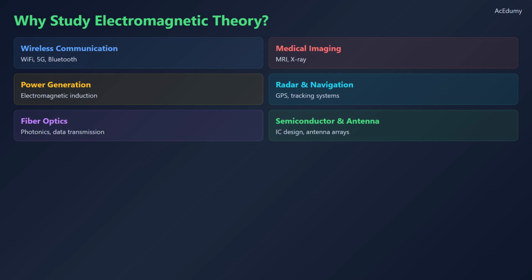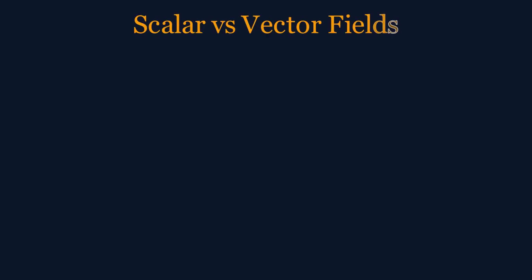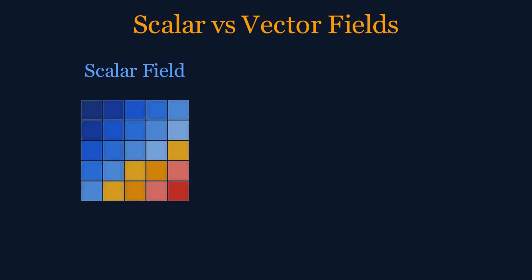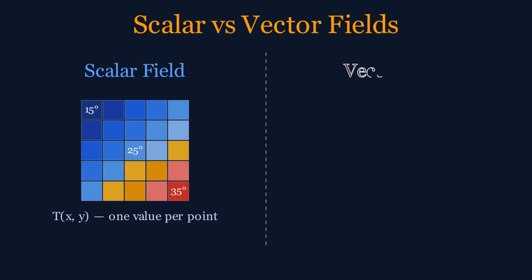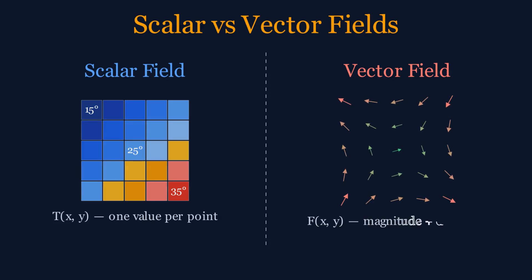learn in this series. Before we dive into fields, let's clarify two fundamental concepts, scalar and vector fields. A scalar field assigns a single number to every point in space. For example, temperature. At each location there is one value, 25 degrees, 30 degrees.